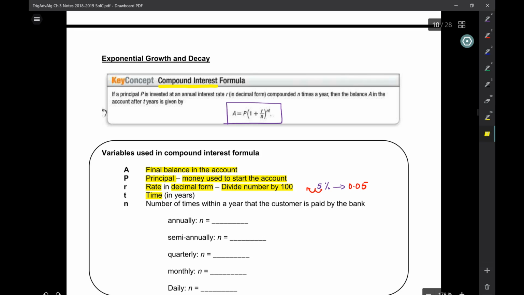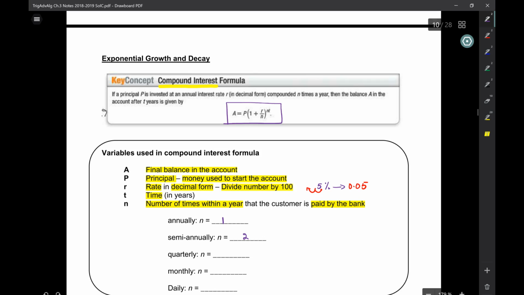N, this is the important part. N is the number of times within a year that you are paid by the bank, okay? And that depends on the type of account that you've signed up for. So if it says that interest is compounded annually, how many times in a year is annually? Once. That happens once a year, right? Semi-annually means how many times in a year does that happen? Twice. Semi means half the year.